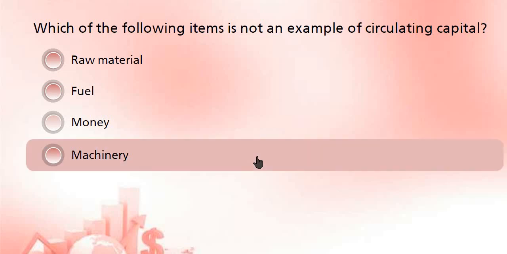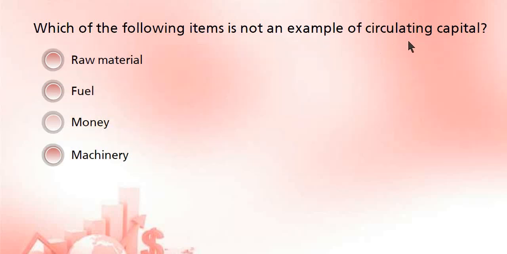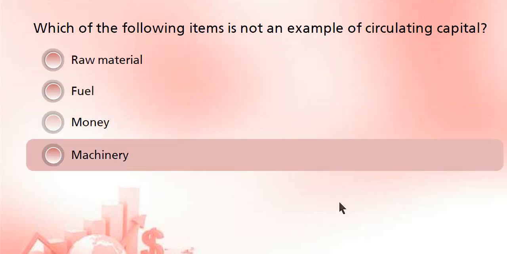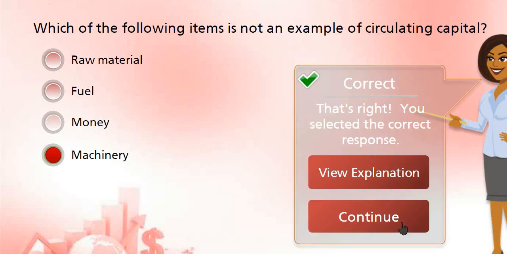Question 3. Which of the following items is not an example of circulating capital? The question is, what is a circulating capital? Circulating capital are factors of production that change forms. Machinery is not a circulating capital. It doesn't change form. So that's the right answer, which is D.